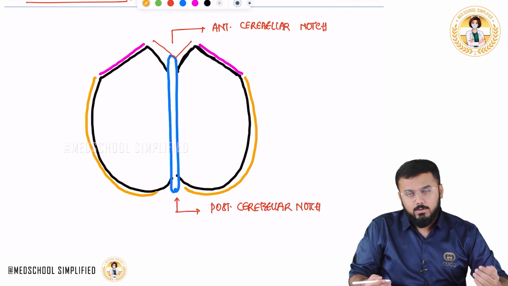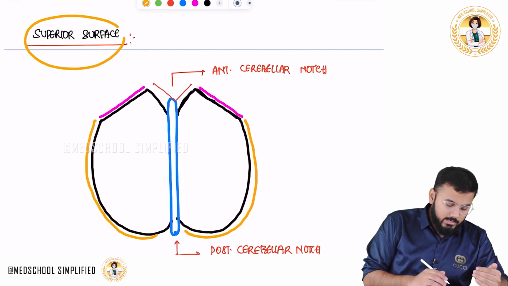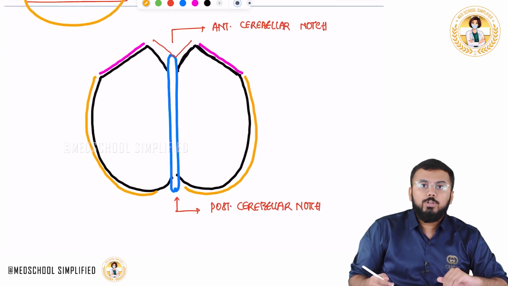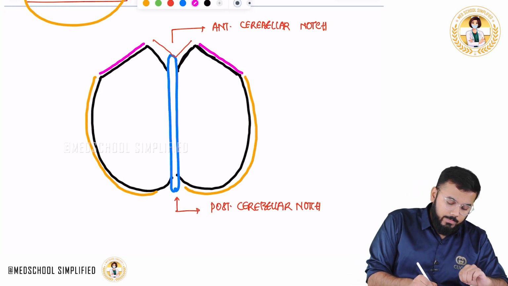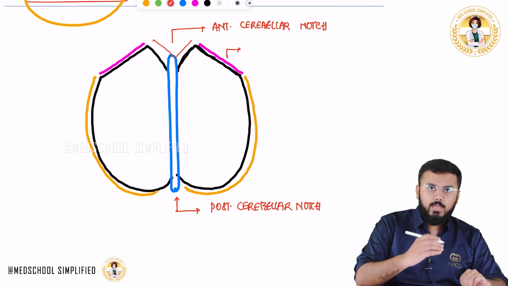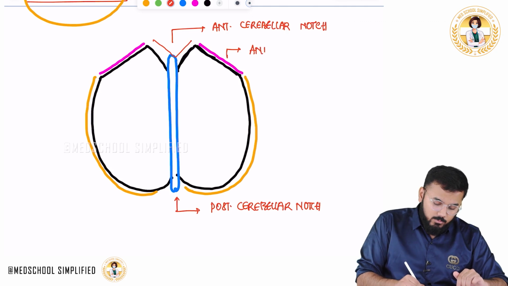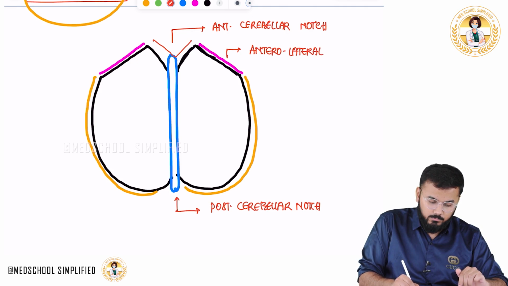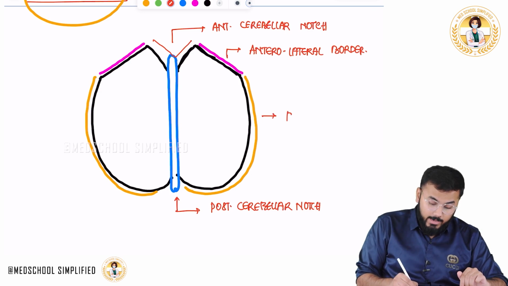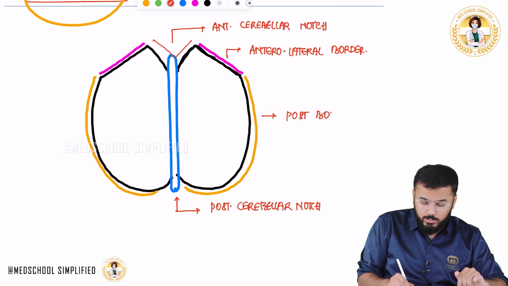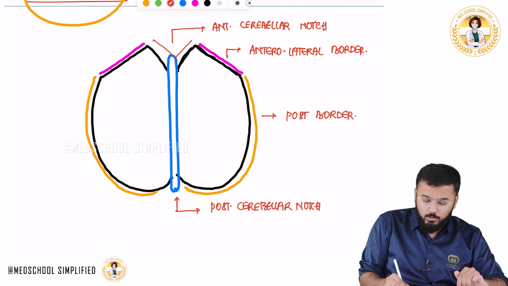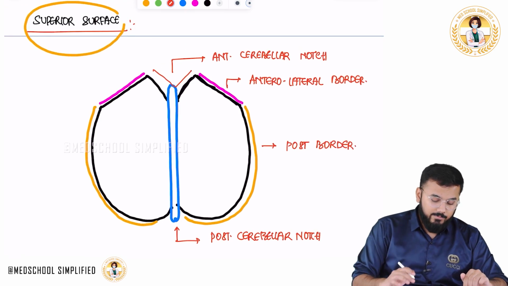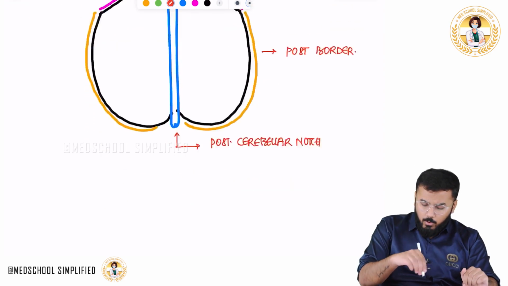These are actually not called surfaces, these are called borders. So, from the superior surface, from the top, what are the two different types of borders you can see? See, this border over here is in the front, anterior, and it is lateral. So, this border is called the anterolateral border. And this border over here is called the posterior border. Now don't confuse border with the surface. This surface is the superior surface, but the border is a posterior border.